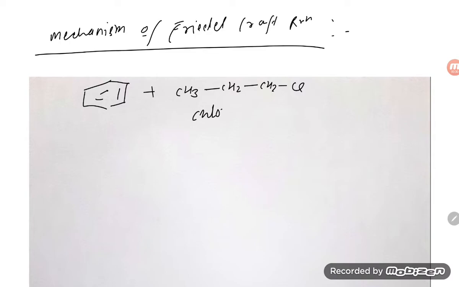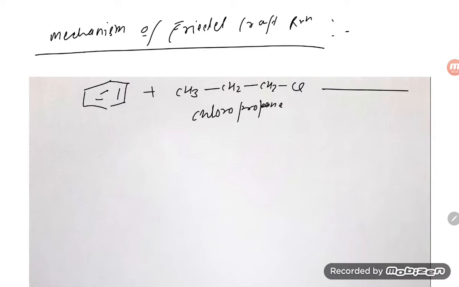Mechanism of Friedel-Crafts reaction. So dear students, if you talk about the mechanism of Friedel-Crafts reaction, firstly, the reaction we are writing here: we are treating benzene with CH3CH2CH2Cl. This is 1-chloropropane.